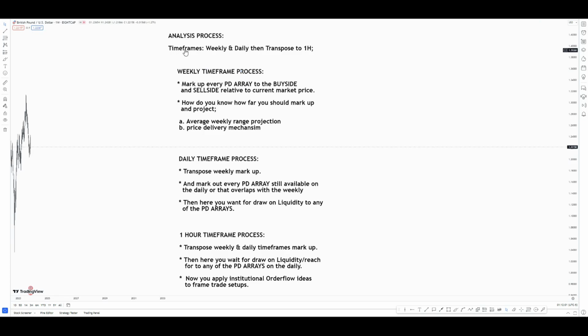The time frames we're looking at are the weekly and daily, then we transpose all we have arrived at on these time frames all the way to the 1 hour time frame. On the weekly time frame, the process is that we mark up every PDRA to the buy side and to the sell side relative to the current market price.